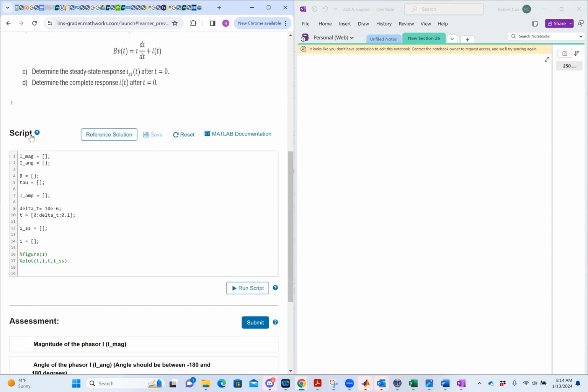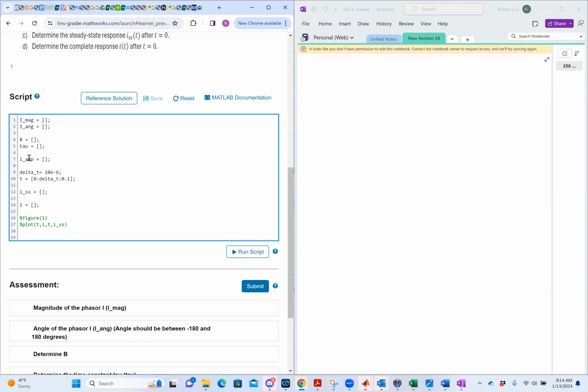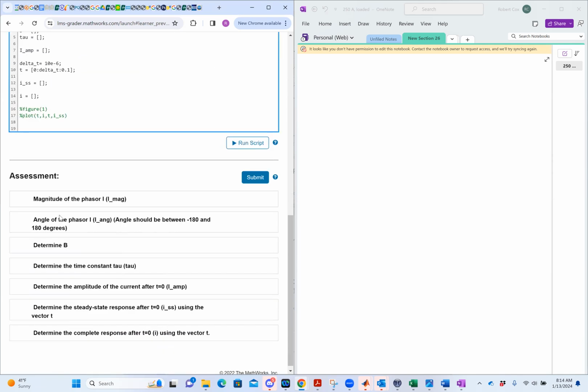Then down below, you'll see a script, and that script is basically a template for you to enter your solution. Typically, I've given you a set of variables, where it says, for instance, imag equals, and then you get these square brackets. Those variables that are created down here are the ones being looked for in the solution. At the bottom here, I see the assessment questions.